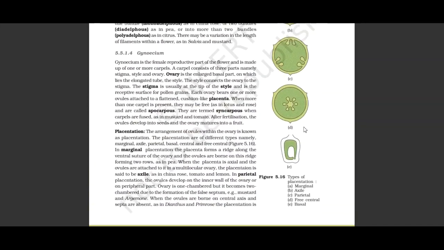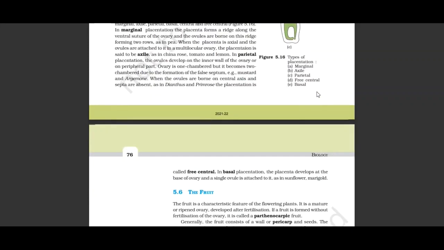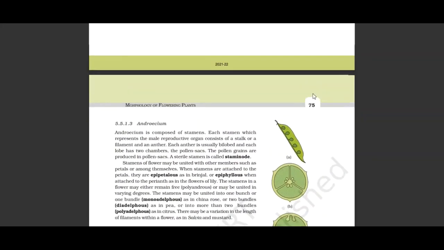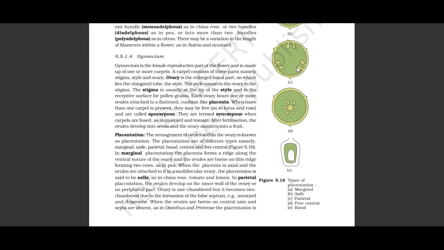Let us see the figure. First is the marginal placentation. Second is axial. Third is the example of parietal placentation. Fourth is free central. And fifth is the basal placentation. You have to remember these placentations.